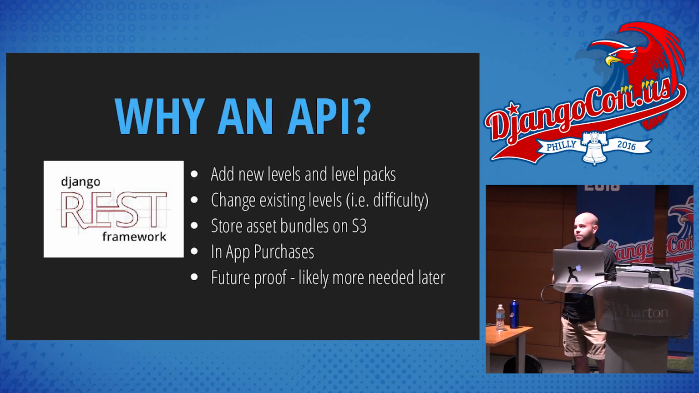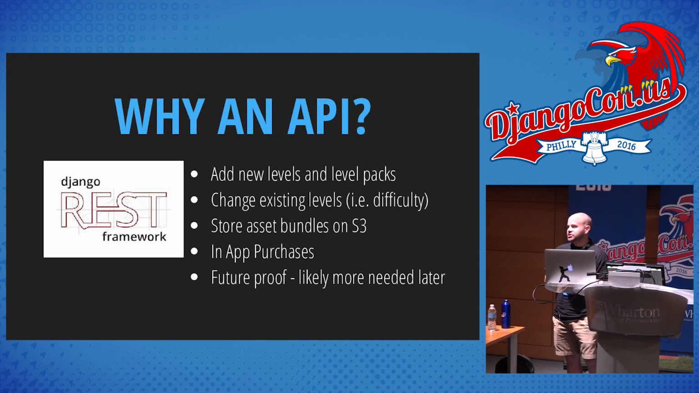So why do we even need an API for our game? There's level packs. There's levels in each level pack, and then each level has a bunch of hidden objects that you need to find. We wanted to create an API, one, so we can add new levels and level packs without having to ship a new update to the App Store, because that's a painful process sometimes. We found through testing that some of our objects were too easy or too hard to find, so we wanted the ability to change the object that people were looking for in the level without having to push an update after we did some testing.